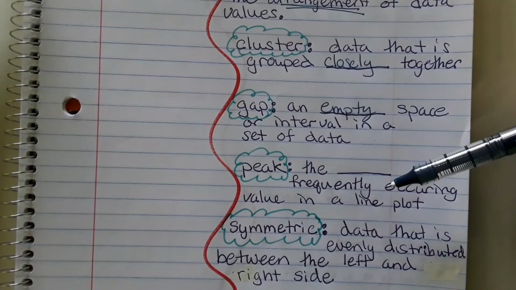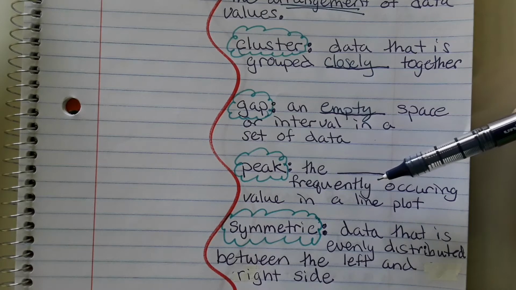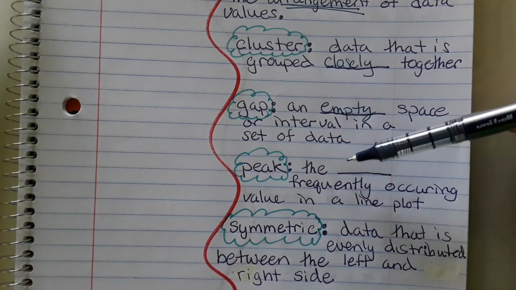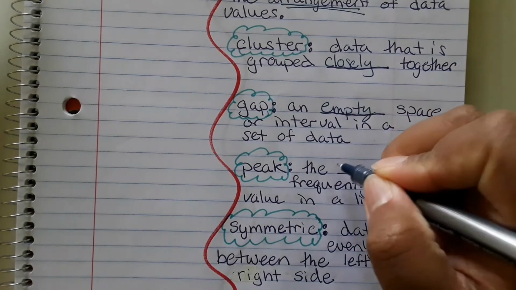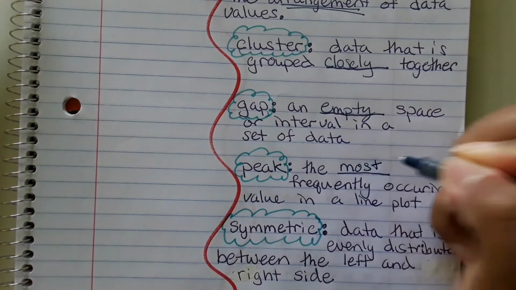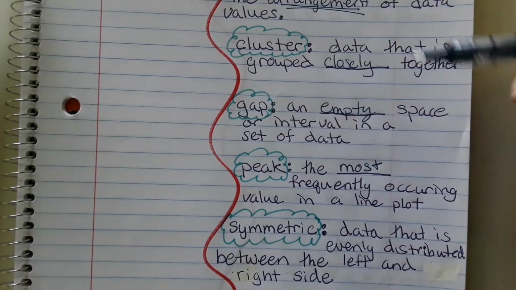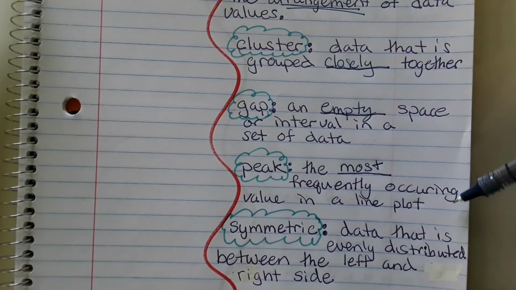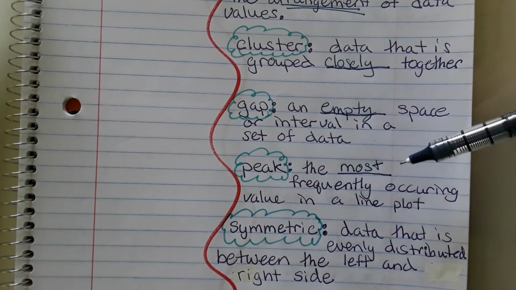Next, peak. Peak, like when you think of a mountain, when you get to the peak of the mountain, it would be the very, very top. That's what we're looking for. So it's the most frequently occurring value in a line plot. So we use this when we see a line plot. So just like before, it's the mode, it's the one you see the most.